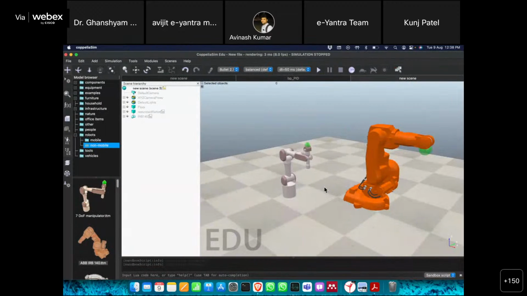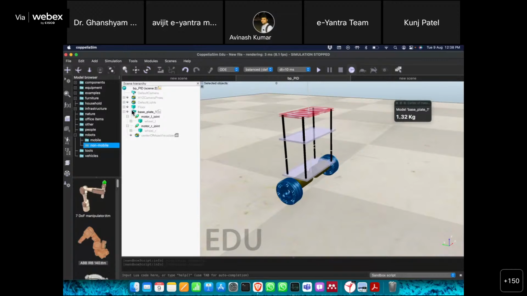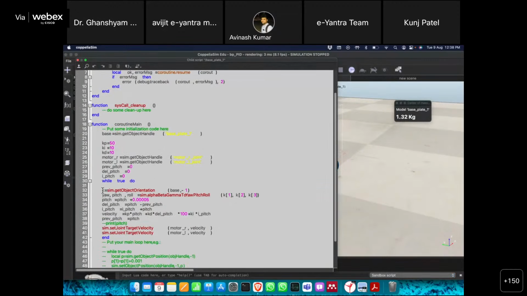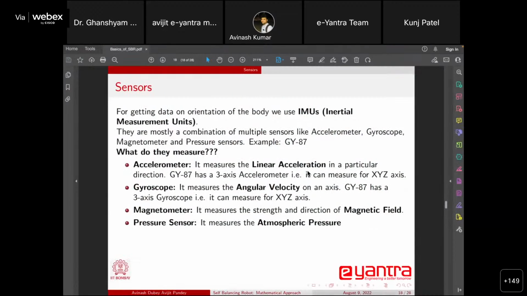Let's see, I can show you. Yeah. So when it comes to measuring the angle of the body, just these two lines are sufficient for measuring the body angle. But it is not that easy when you are doing that in hardware. There you will use different sensors and combine the values. You will get data from different sensors and combine those values to get the actual orientation of the body.